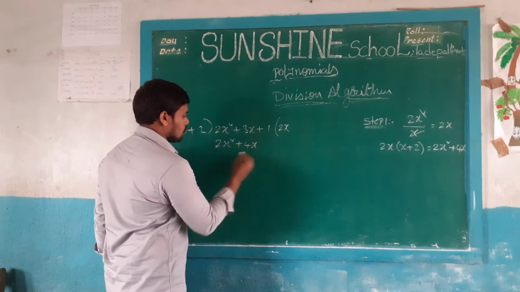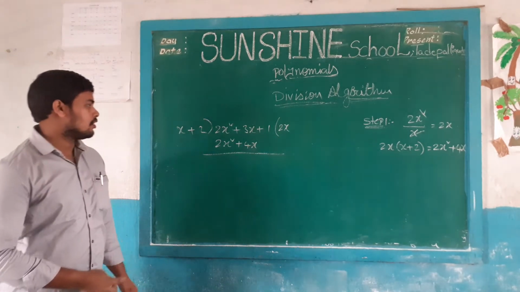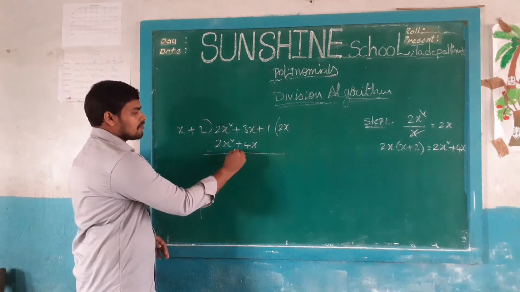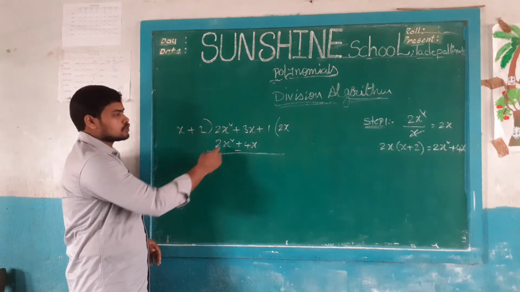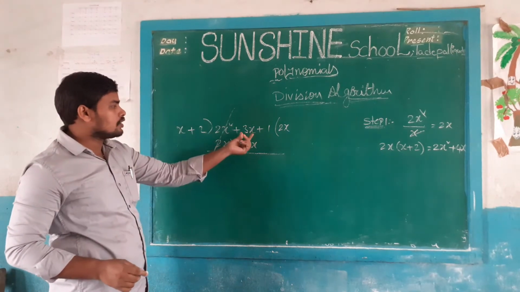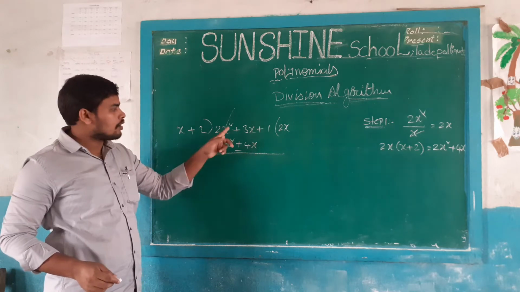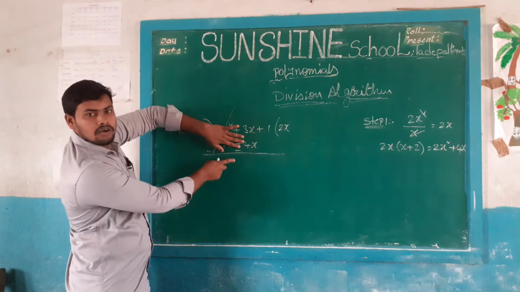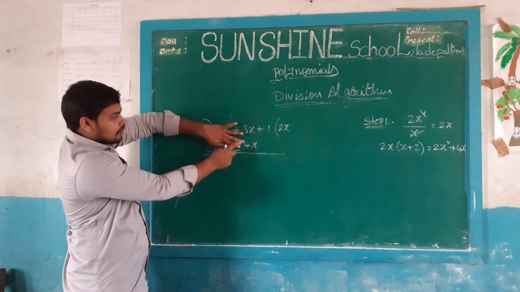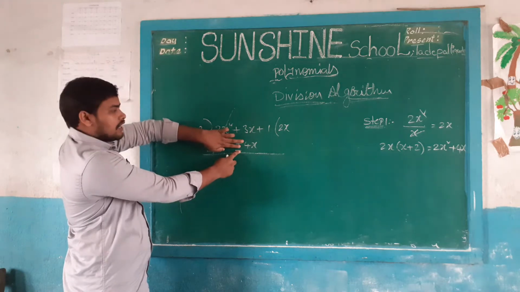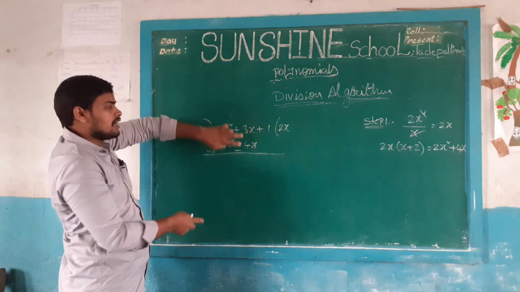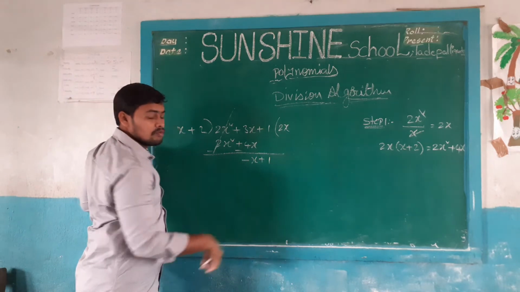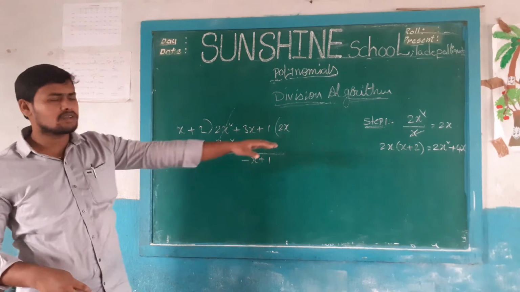Now, in the same division process, you should subtract the values here. 2x square minus 2x square is 0. Then 3x minus 4x. Plus and minus gives minus, so you should consider only this sign. 3x minus 4x is minus x. And the next value is plus 1. Okay. So the first step is over.